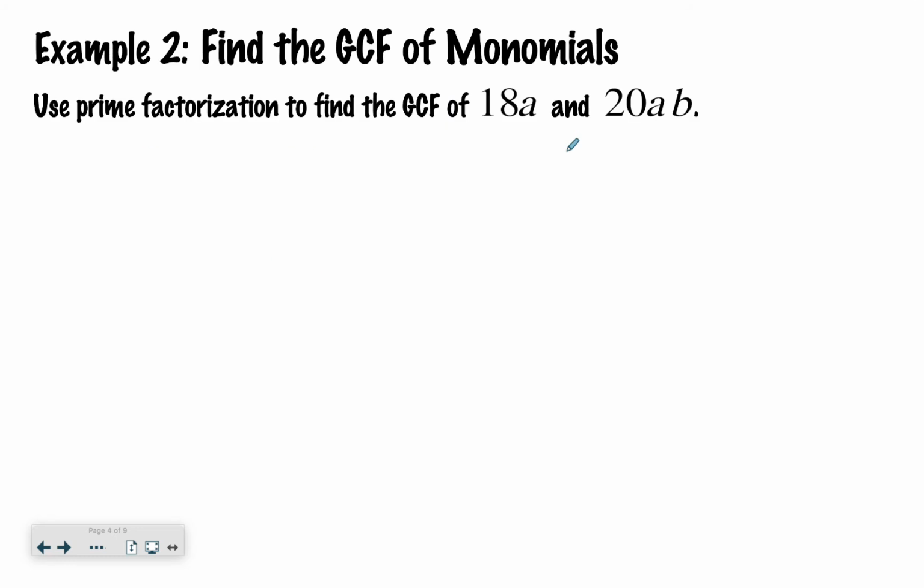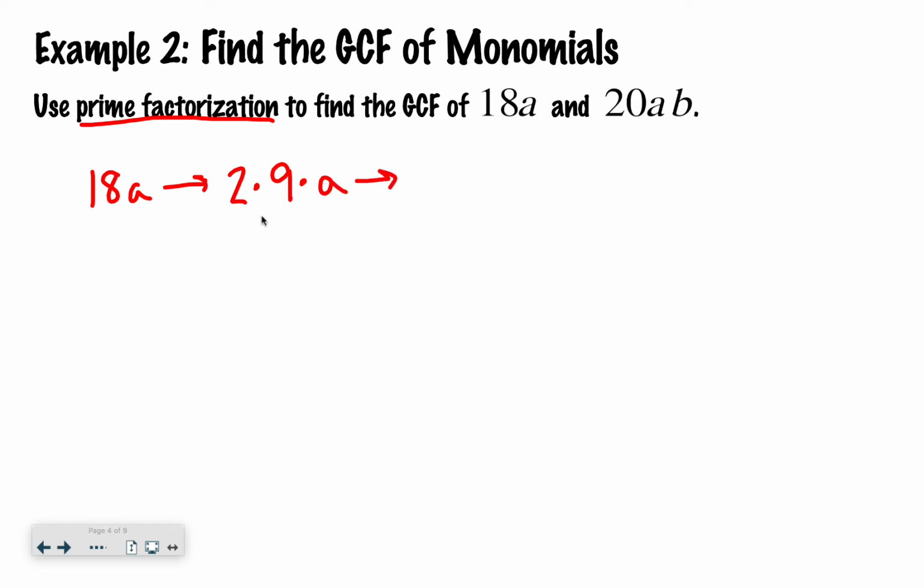All right, now let's jump back to, I mentioned prime factorization. So what that means is we're just going to write it out a little differently. So I have 18a. If I want to break that down, I think, okay, what numbers multiply to 18? You can choose any of the numbers that multiply to 18. I usually like to use the number 2. So I'm going to say 2 times 9 times a.